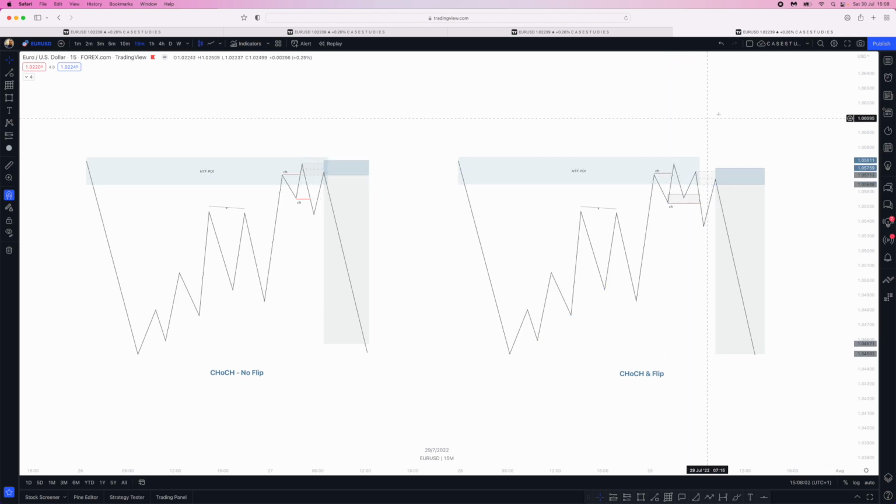So what I'm going to do now is go on the charts and show you some real life examples and how you can get involved in the market. In this example here, what I'm going to do is go down onto the 1 minute chart.